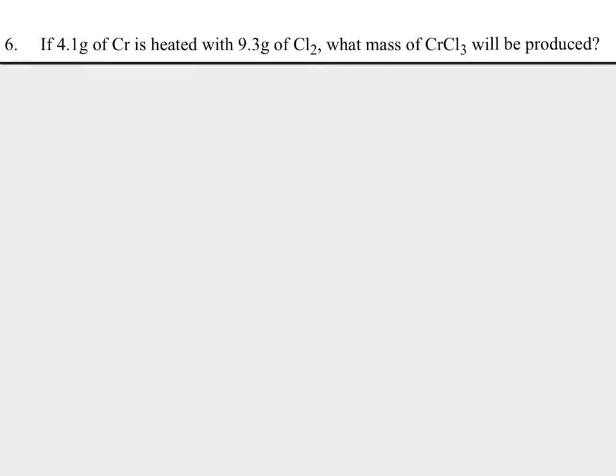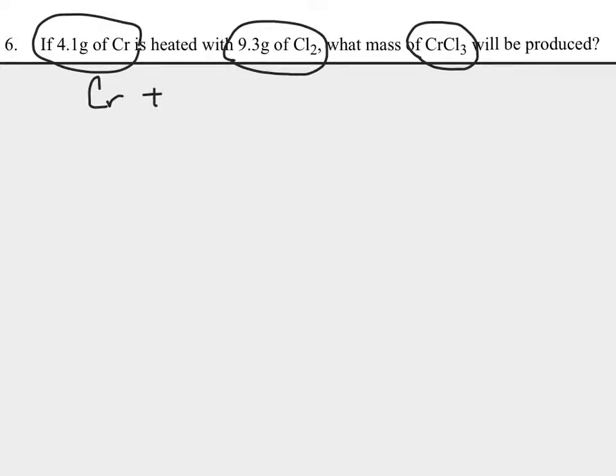So if we have this problem, it says if you have 4.1 grams of chromium, and it's heated with 9.3 grams of chlorine, we want to know what mass of chromium chloride is produced. Okay, so first thing we have to do is write a balanced equation because we're going to need the coefficients for our stoichiometry. So if chromium is heated with chlorine, it reacts and it's going to form chromium chloride.